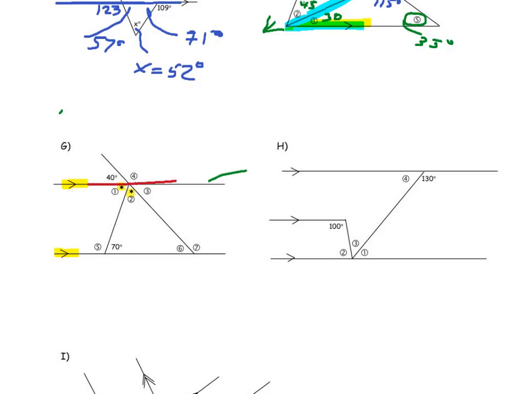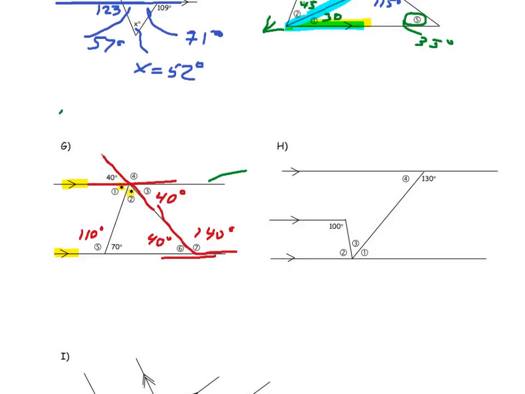I see vertically opposite angles. I see angle 3 is going to equal 40 degrees. I see angle 3 and angle 7 are a C pattern. Therefore, angle 7 would have to equal 140 degrees. I have to add to give you 180. They're on the inside of two parallel lines. I see angle 5 has to be supplementary to 70, so 110. I see angle 6 and angle 7 are on a straight line, so angle 6 is 40.